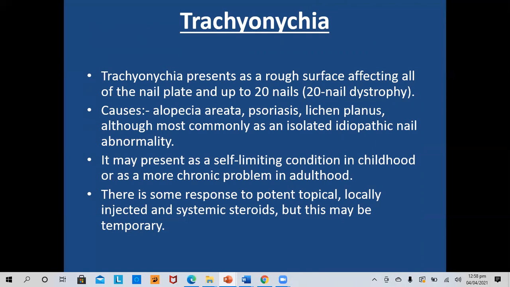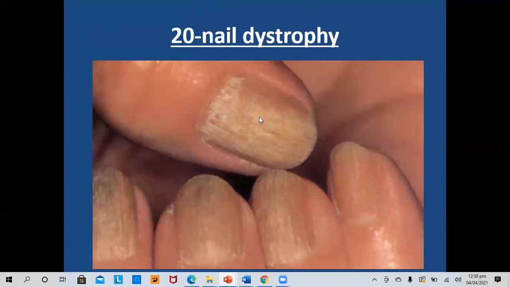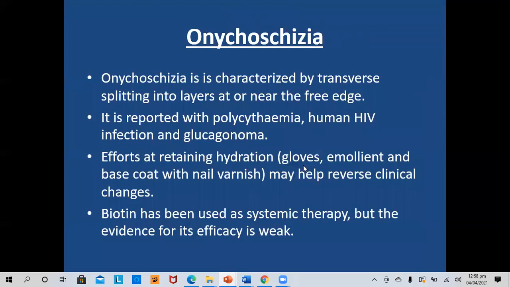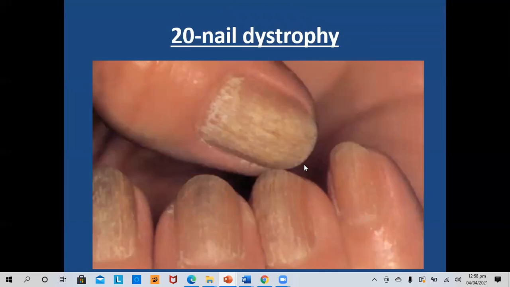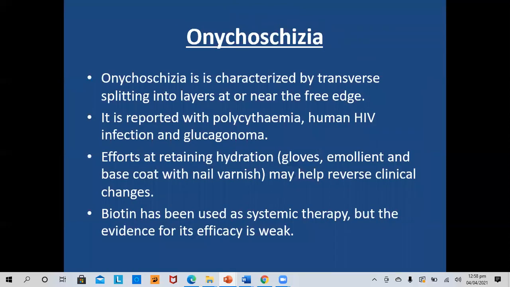There is some response to potent topical, locally injected and systemic steroids, but this may be temporary. This is 20 nail dystrophy. The whole of the 20 nails are involved. The closest differential is alopecia areata.